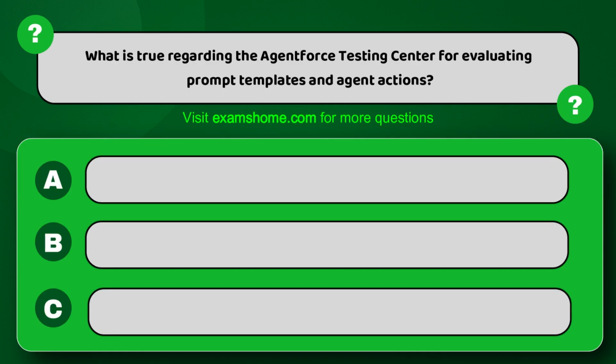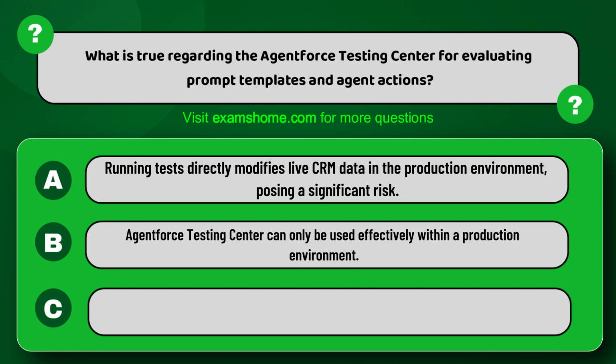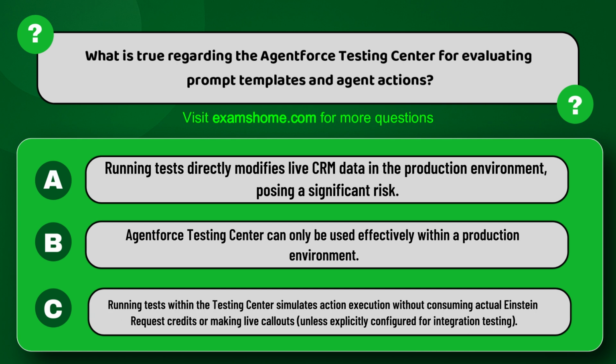Regarding the Agentforce Testing Center for evaluating prompt templates and agent actions. A. Running tests directly modifies live CRM data in the production environment, posing a significant risk. B. Agentforce Testing Center can only be used effectively within a production environment. C. Running tests within the testing center simulates action execution without consuming actual Einstein request credits or making live callouts unless explicitly configured for integration testing.